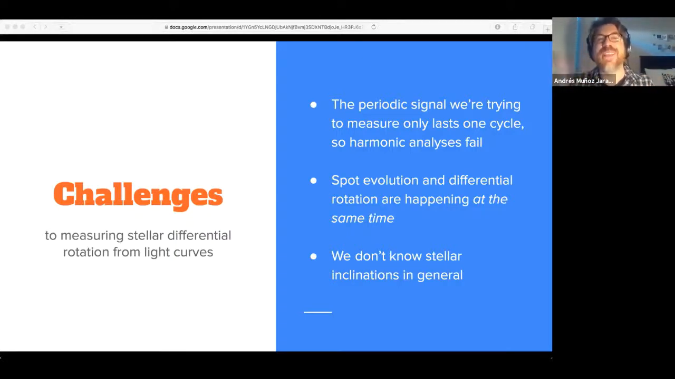So does it last long? We don't know either if spots in stars last like in the sun. In the sun it is about a month-long lifetime, give or take. But that may not be true for other stars. And so that's another thing that we would like to mention. Thanks.